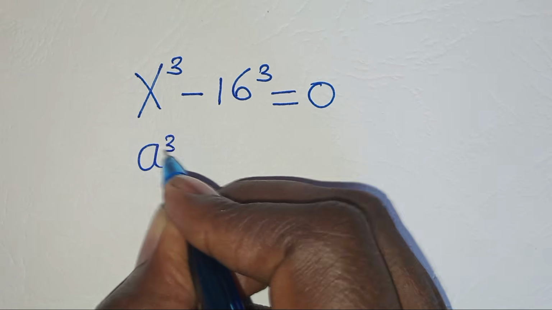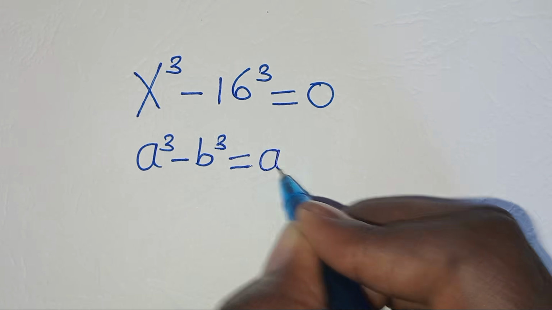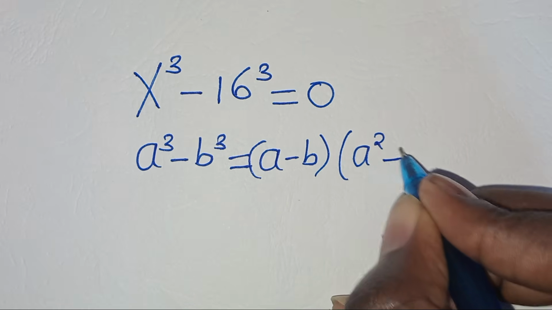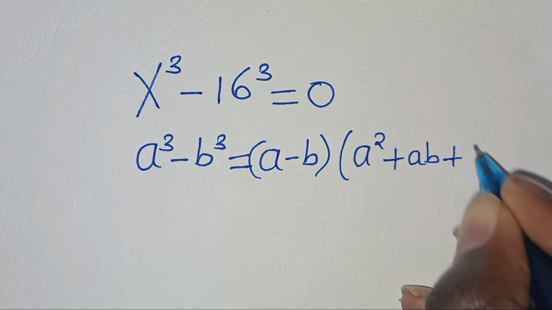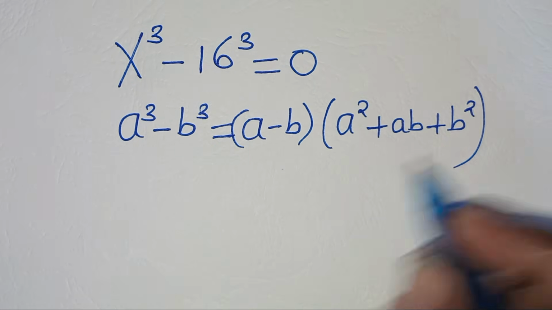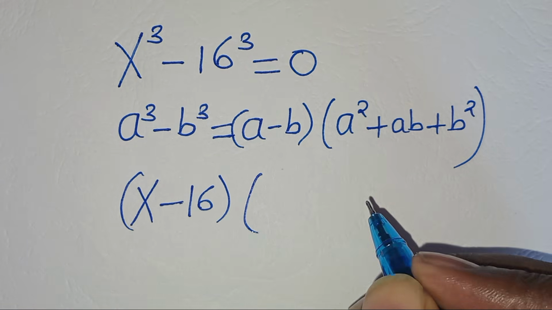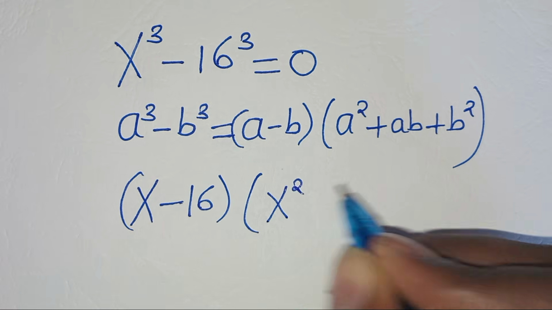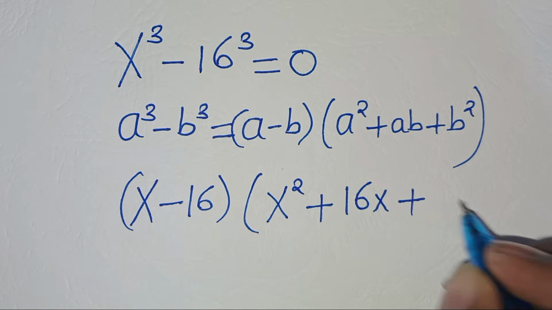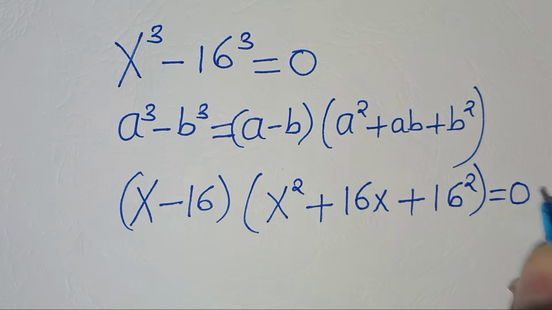This is the difference of two cubes, expressed as a to the power of 3 minus b to the power of 3, which you can express as a minus b, times a to the power of 2 plus a times b, then plus b to the power of 2. Applying this identity, we have x minus 16 in parentheses, times x squared plus 16 times x, which is 16x, then plus 16 squared, close parentheses. This is equal to 0.